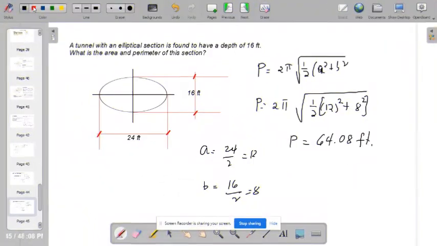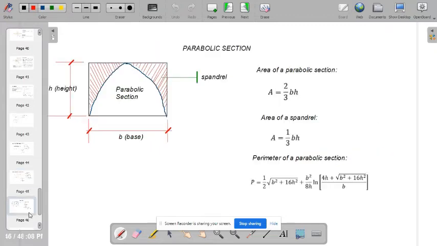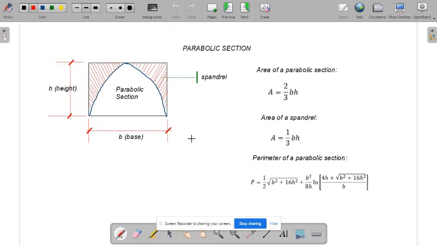So this is the answer. Then we have the parabolic section. Look at it as something like a wall, and then you have a decorative opening that looks like a parabola. And of course this portion here is what you call the spandrel, the shaded one. So this is the spandrel.